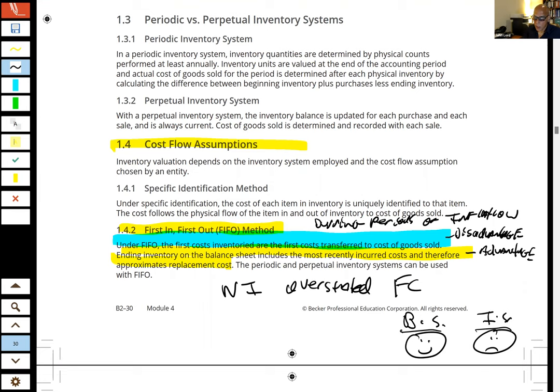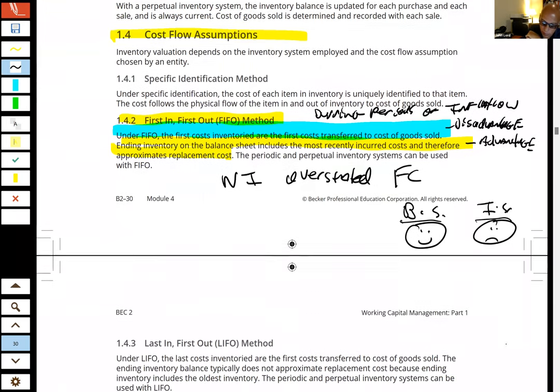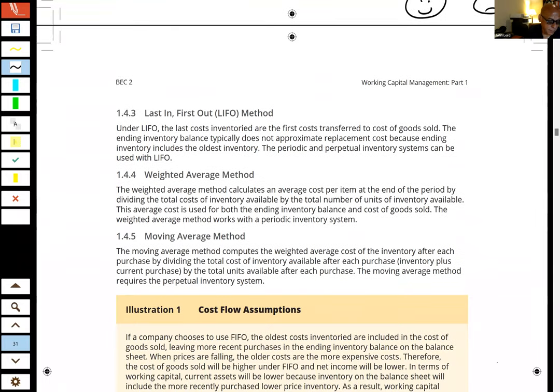Okay, good. Now let's come over and talk about last in, first out. Under LIFO inventory, the last cost in is the first cost transferred to cost of goods sold. Let's start with the ending balance: it typically does not approximate replacement cost, because inventory includes what? The older items. Is that an advantage or disadvantage? Disadvantage. Good.